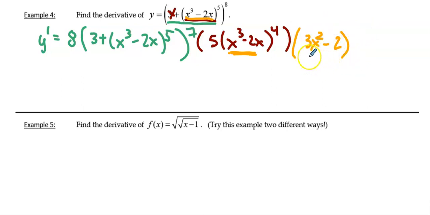Well, the reason why we don't do that is that we're not going to keep going down, because eventually if we keep going down, 6x, well, the derivative of 6x is 6, the derivative of 6 is 0. There's no power up here, so we don't need to do this again. This is it. This is the derivative.